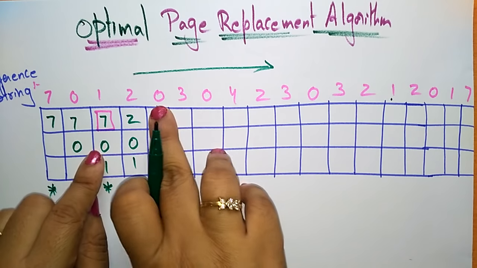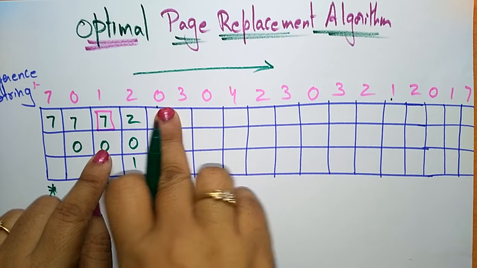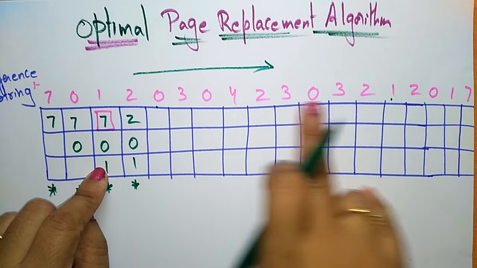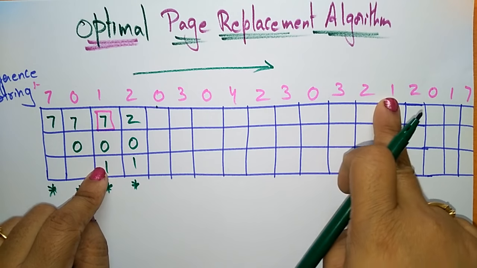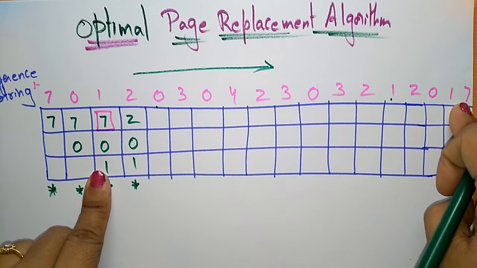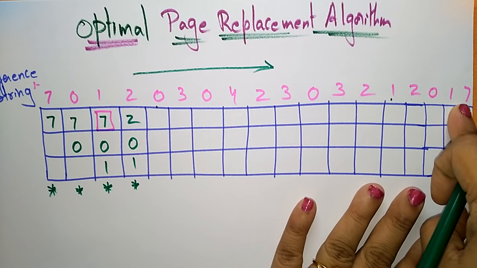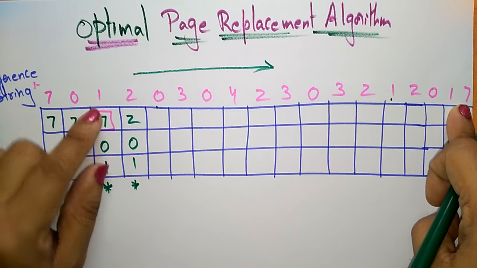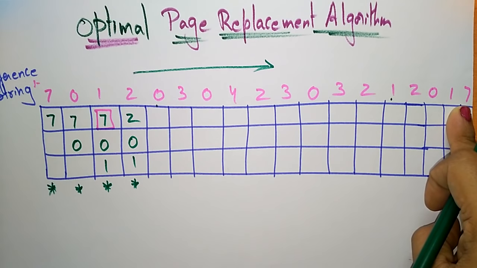So 0 means we are using it right after 2, so don't replace that page. And 1 means when compared to the 7, 1 is used more recently. Okay. So the 7 is the one we are not using for the longest time. So just replace the 7. So that is the optimal page replacement.